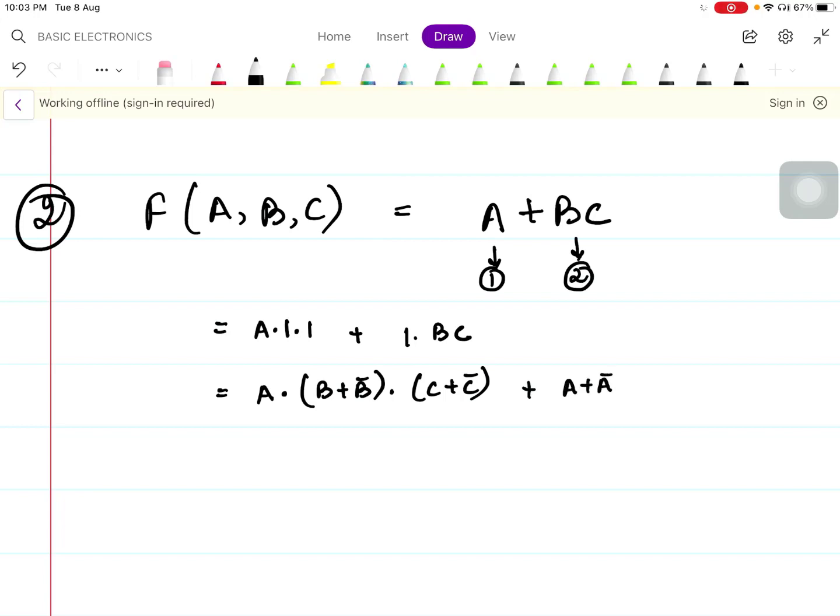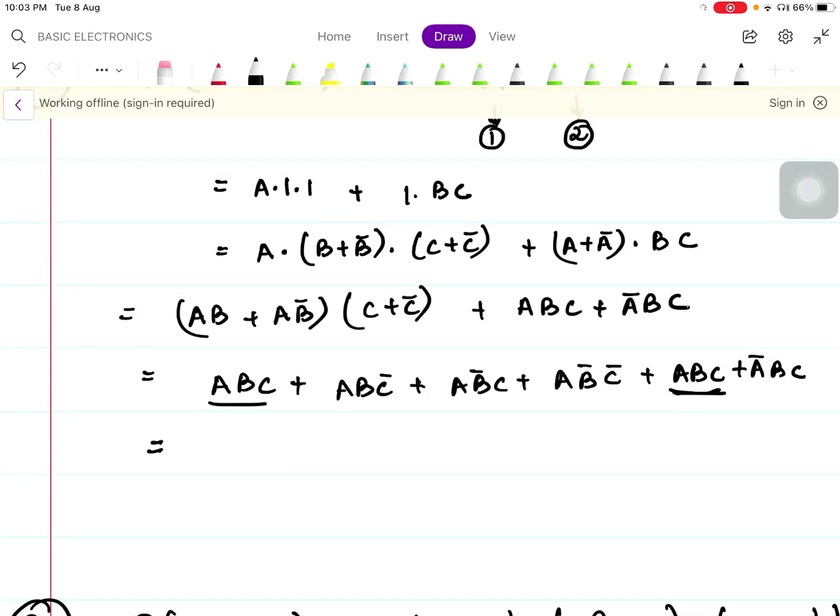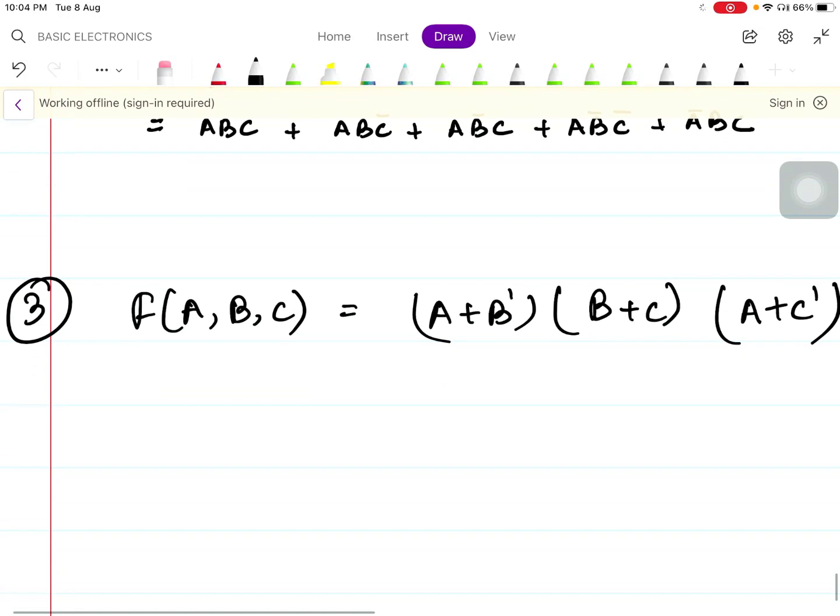Similarly, in the second term, we can write A plus A bar dot BC. Now simply open the brackets. Now there are again two terms which are occurring more than once. So let's write them only one time and leave the expression as it is. So now we have all the terms containing all the variables, and that is what we wanted. So this is the canonical form. Now let's move on to the next question.